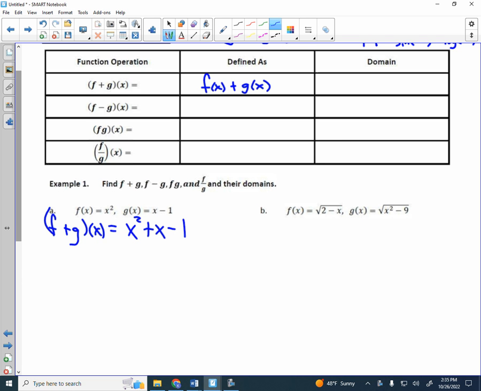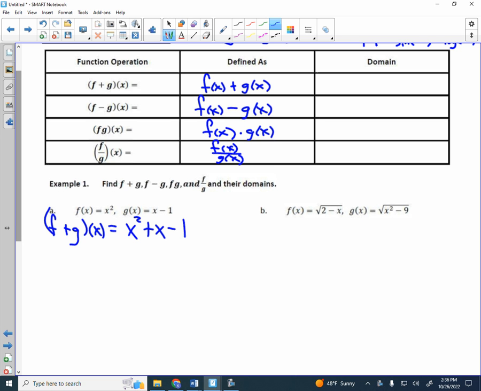Now, they can get more difficult if we deal with, say, radicals and fractions and things like that. But everybody okay there? It also works that if you have subtraction, it's f of x minus g of x. And if you have multiplication, it's f of x times g of x. And if you have division, it's f of x divided by g of x. Exactly like you would think.